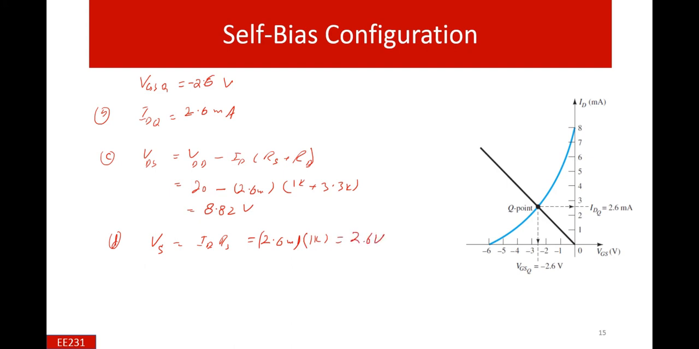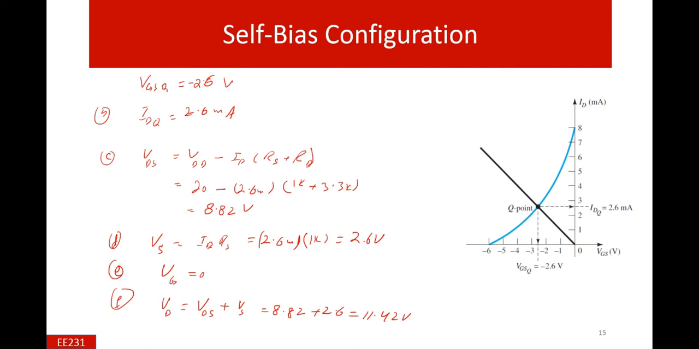And similarly, part E, what is the value of VGS? It is 0 because the gate current is 0, so it is directly connected to the ground. And part F, we have to find the value of the D terminal, which is VD. VDS is equal to VD minus VS, so when we take VS on the right hand side, it is positive, so it is 8.82 plus 2.6, equal to 11.42 volt. So these are the values we have to find.